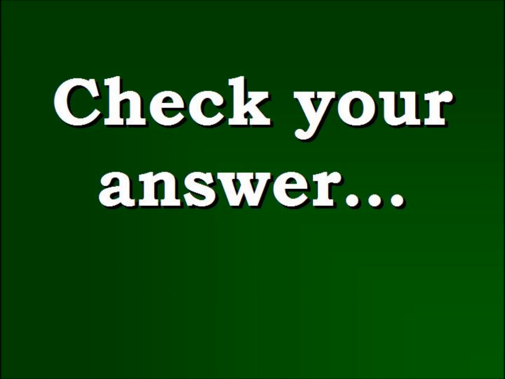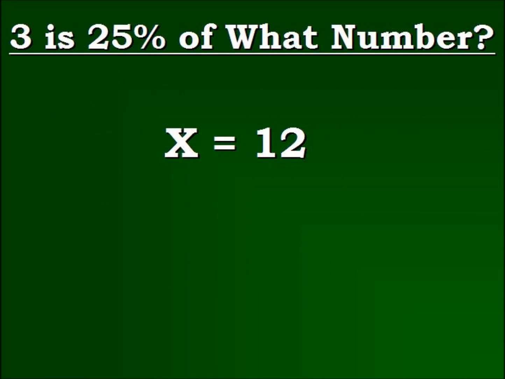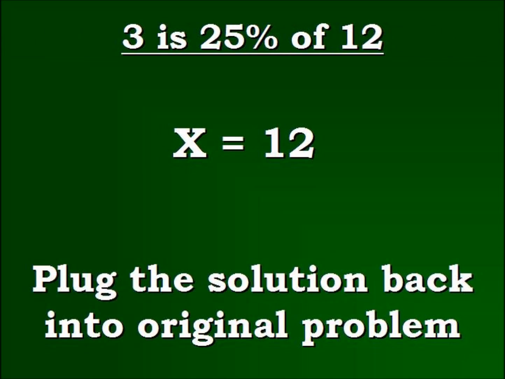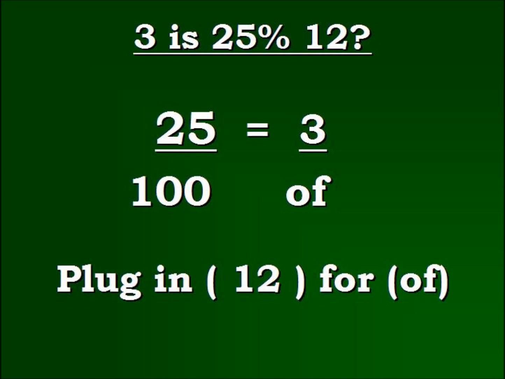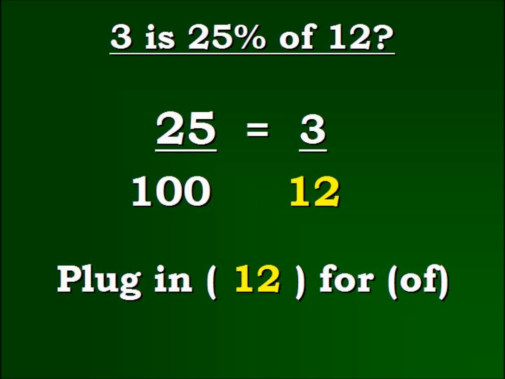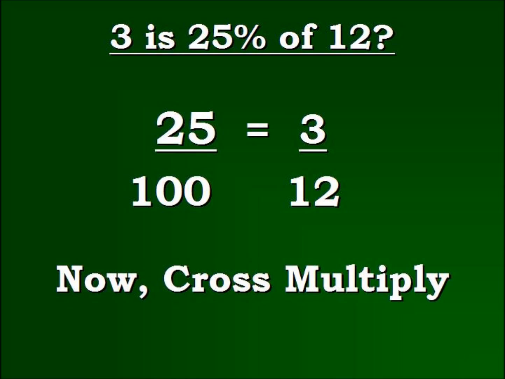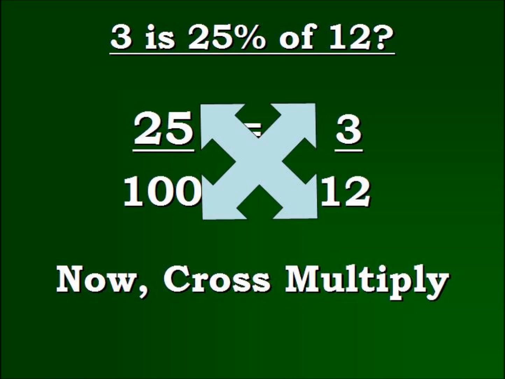But let us check our answer. To check our answer, we're going to take 12 and plug it back into our original equation and see if we can come out with a balanced equation. Okay, 25 over 100, 3 over of. We're going to plug 12 in for of. Now once again, we're going to cross multiply.